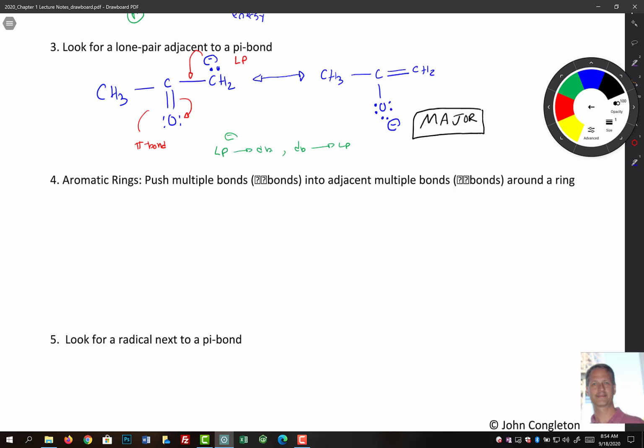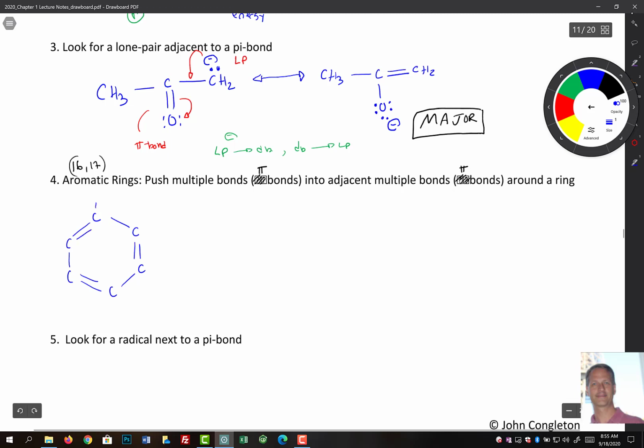Number 4 is fairly straightforward. It deals with something called aromatic rings. Aromatic rings are special. They get 2 chapters, chapter 16 and chapter 17 in our Wade textbook. So what we're going to do here is push multiple bonds, these are pi bonds, into adjacent multiple bonds. And again, that's a pi bond around a ring. The one that you have probably seen in general chemistry, sometimes they'll draw this out if you get to the little organic section at the end, is something that looks like that.